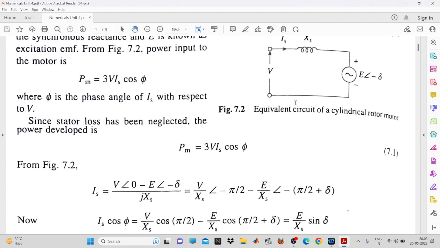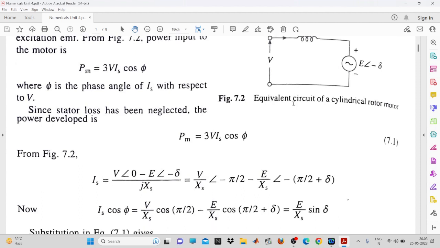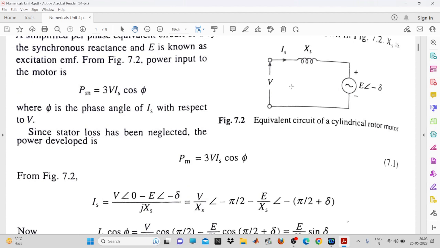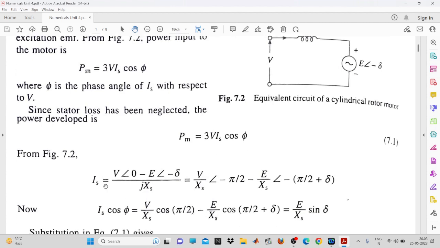So what you have to do, that I'm going to tell you. Now if you apply a simple KVL, there's a current going to flow, so there will be plus and minus. If you are going to trace that, it will be equal to the angle of 0.